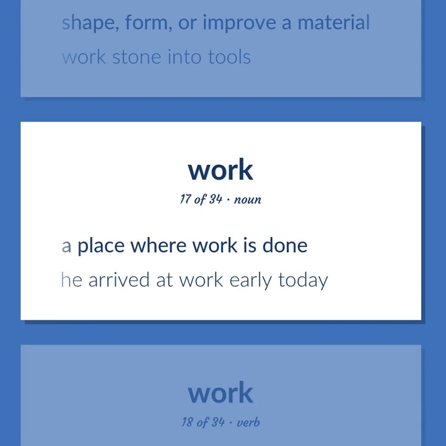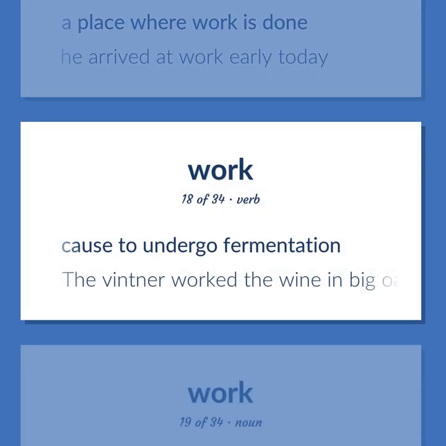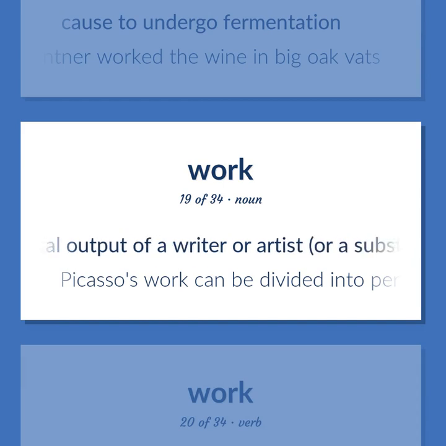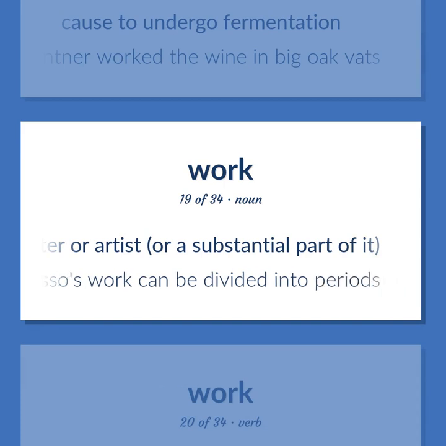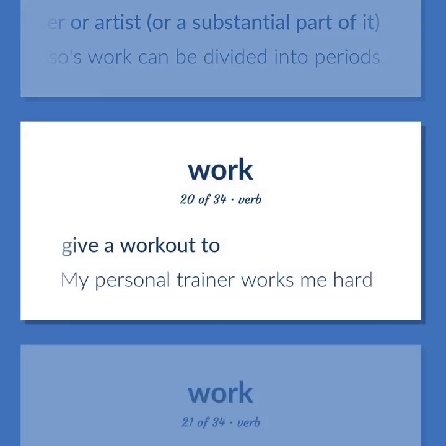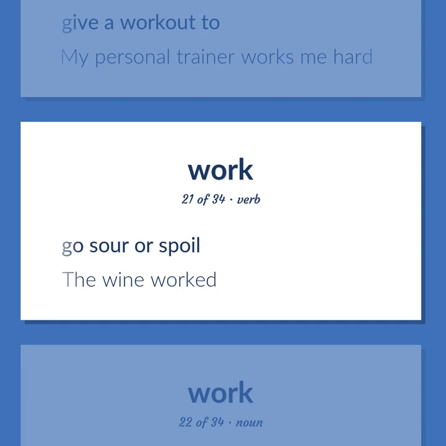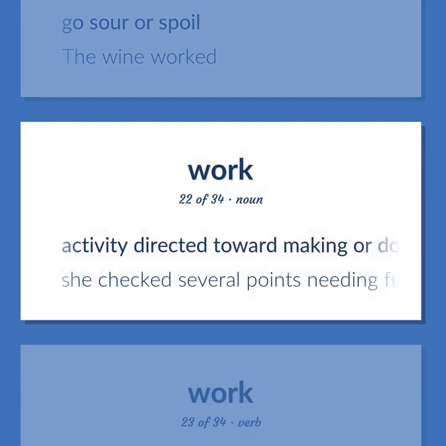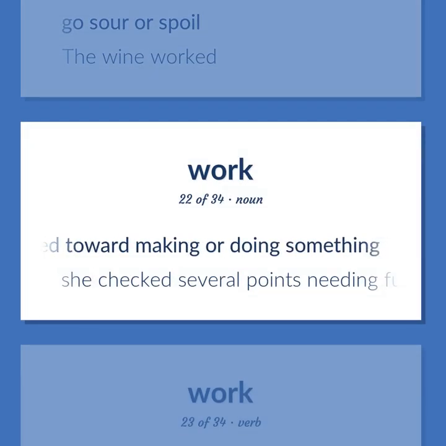A place where work is done. He arrived at work early today. Cause to undergo fermentation. The vintner worked the wine in big oak vats. The total output of a writer or artist, or a substantial part of it. Picasso's work can be divided into periods. Give a workout to. My personal trainer works me hard. Go sour or spoil. The wine worked. Activity directed toward making or doing something. She checked several points needing further work.